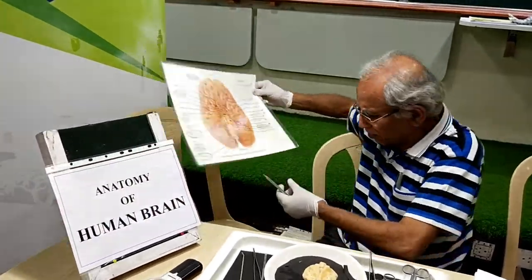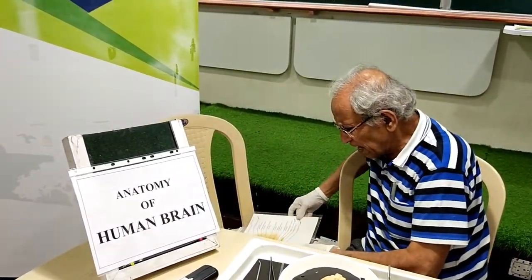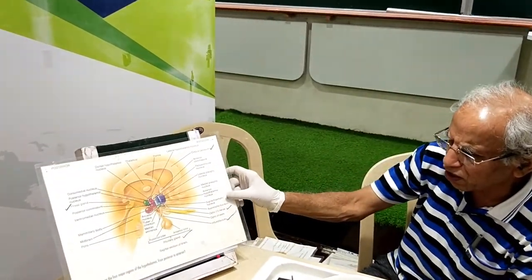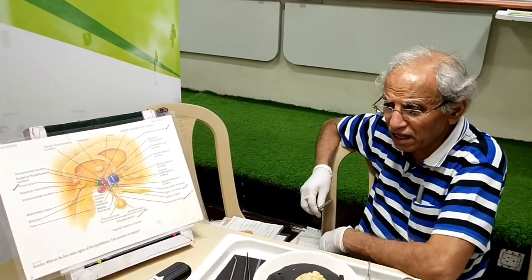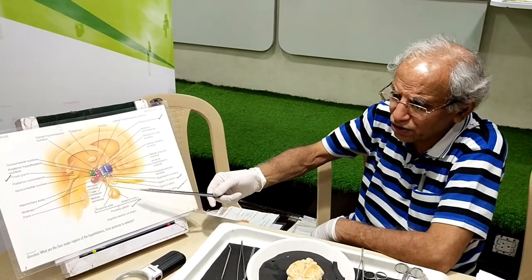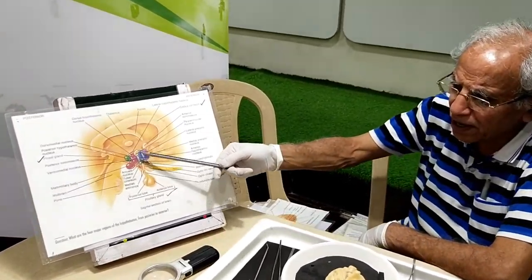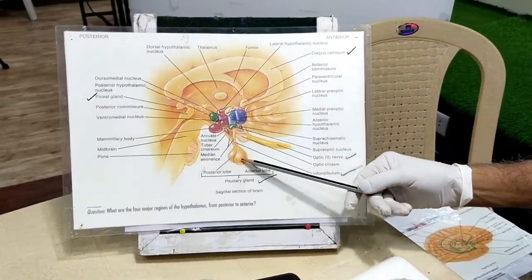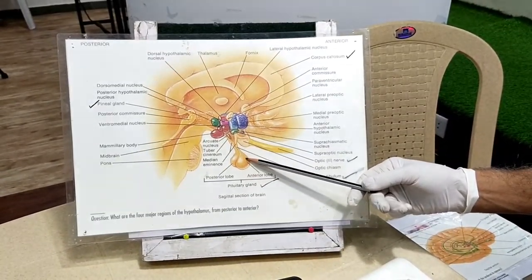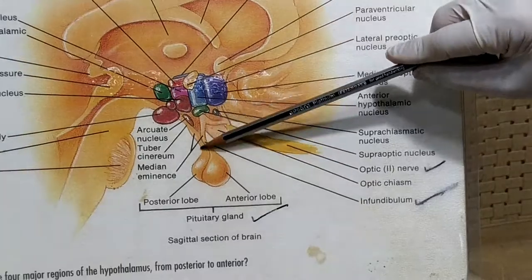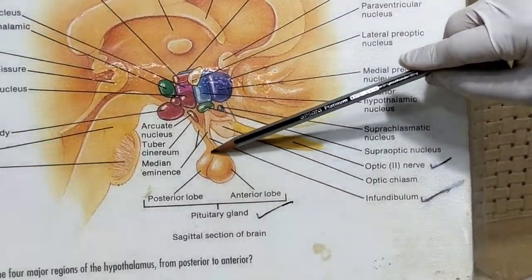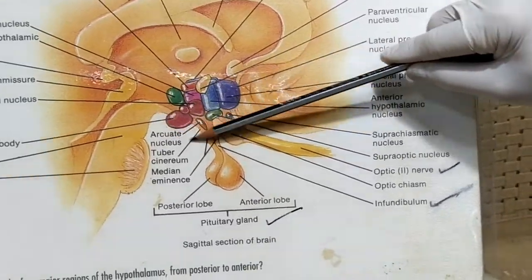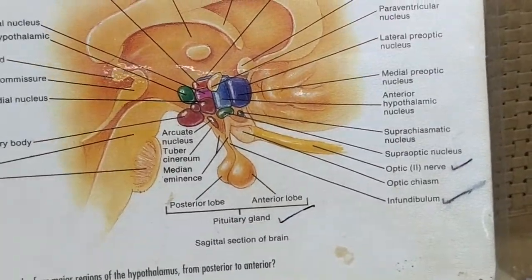I think I'll take this opportunity to show you a little complicated thing. You may wonder what it is all about. But the interesting thing is that attached to the lower side of the brain, here, there is the pituitary gland. And you know this very well. And there is a stalk here, the infundibulum, to which the pituitary gland is attached. All this is hypothalamus.